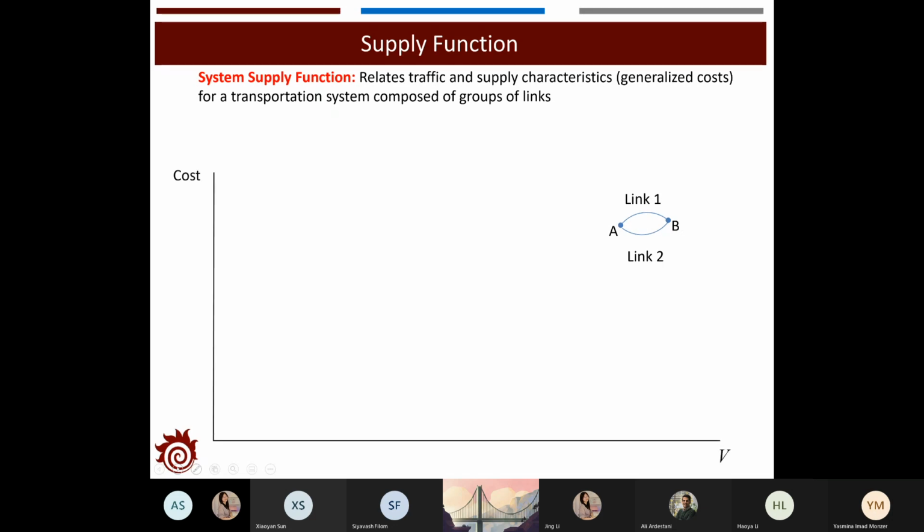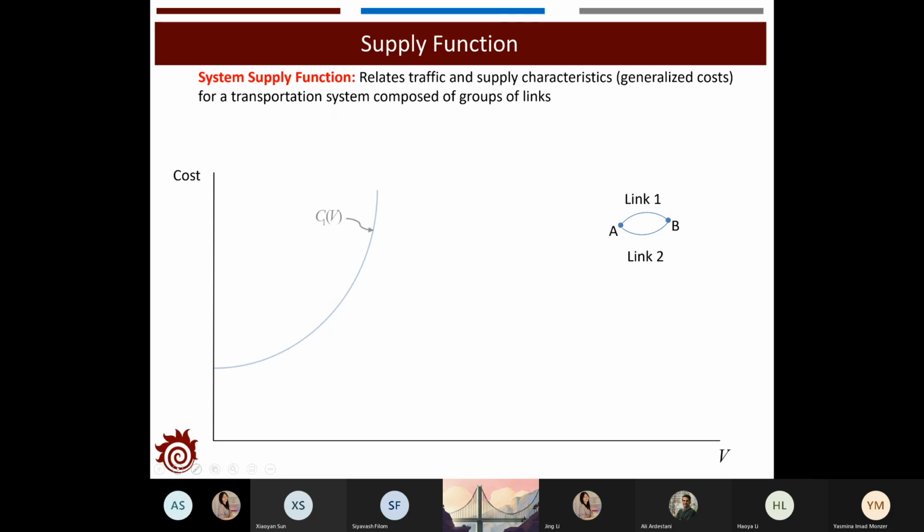And for the second example, which would be in a parallel case, from point A to B, you have two links to connect them, and each one will have a cost function. With that, you need to determine what's the cost function from A to B. This one is a little bit tricky. So let me show you how to determine it.